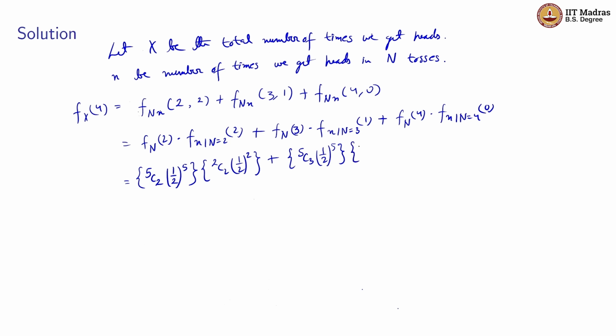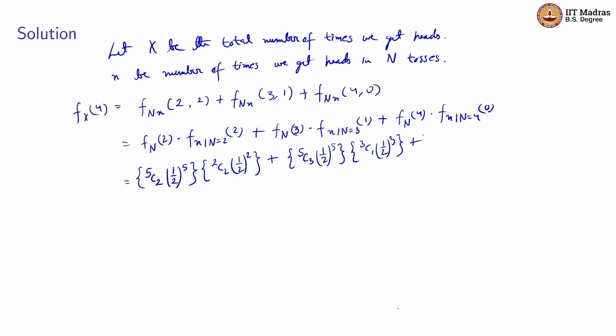And for the joint probability that small n is equal to 1 given capital N is equal to 3, here we are flipping a coin 3 times and out of that we want to find the probability of getting 1 head. So this will be 3C1 into (1/2)^3.